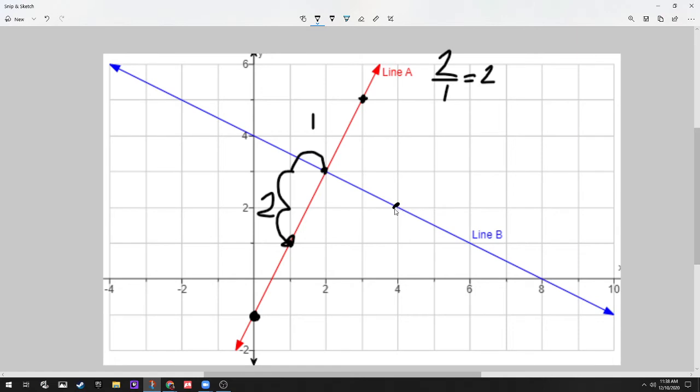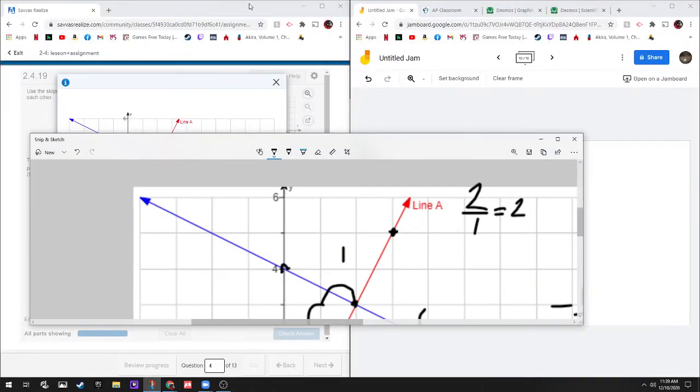Let's look at line B. Again, I'm finding lattice points. That's all I'm doing. So rise over run. I can't count up, I have to count down. So that's a negative 1 then. I'm counting 1, 2. So line B is negative 1 over 2, negative a half. Are those opposite and reciprocal? Yes. That means they're perpendicular.